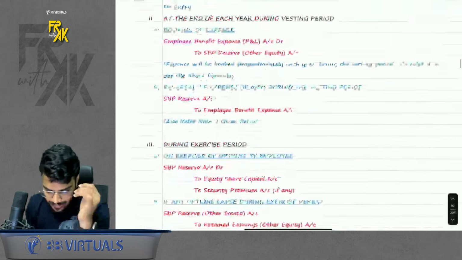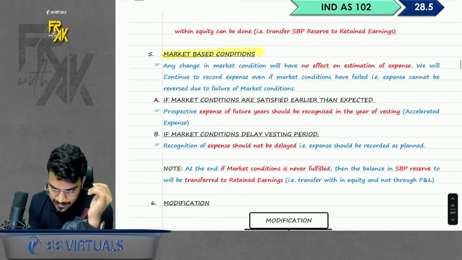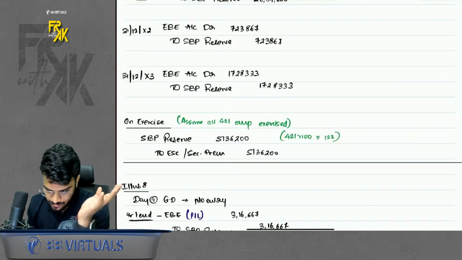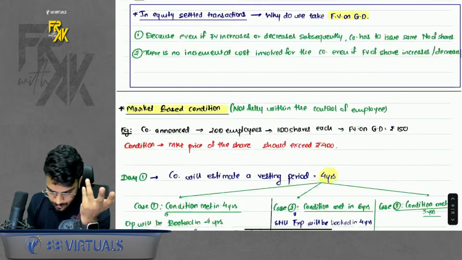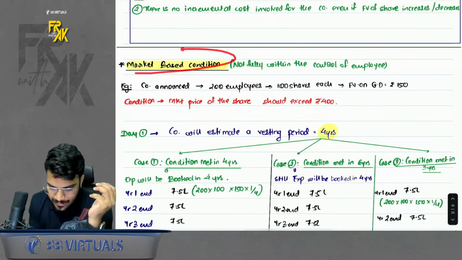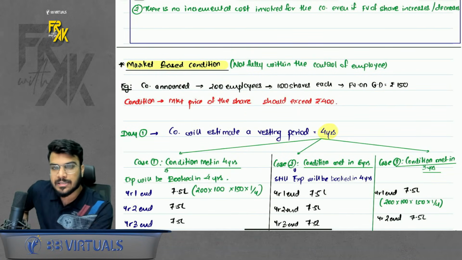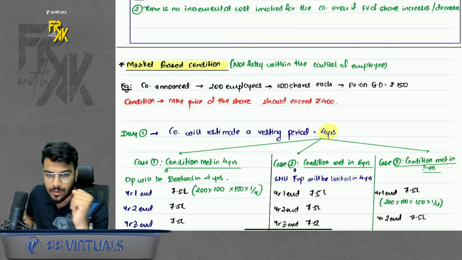Now we will move on to the next concept, and that is market based condition. Now what is the meaning of market based condition? Remember I told you, in a market based condition, the condition being met is not within the control of the employee. So how to solve this? See, I took one example.